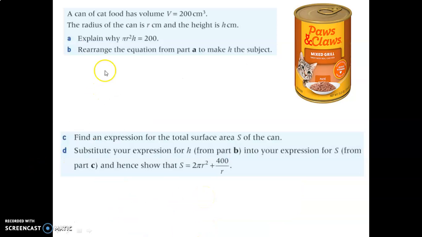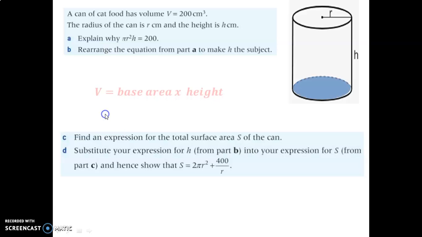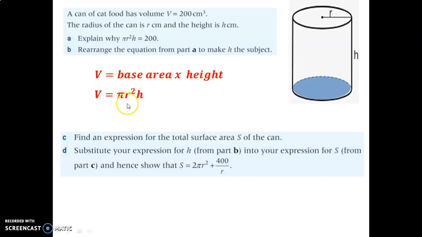Now we're going to apply it to this problem. Please read the first part here and answer A and B. Work. So beginning with volume of a cylinder, we can substitute the 200 for volume that we know, and we have that. Then you can rearrange that and solve for h. Okay, now try C and D. Read those and try those.